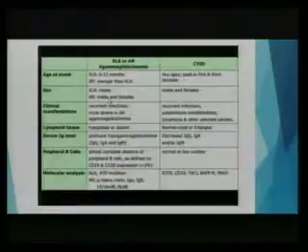So the big differences between the XLA and the CVID is that with XLA, you typically see it at 6 to 12 months. And the CVID is any age, but typically you see it in the first and third decades. XLA, as I mentioned, is mainly in males. The autosomal form can be male and females, and CVID is both male and females.